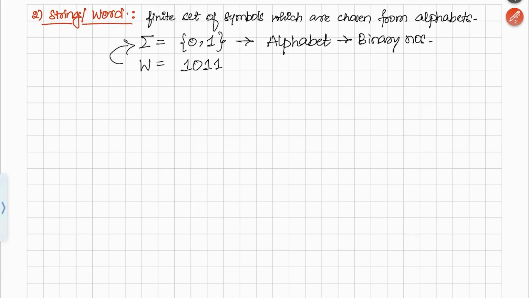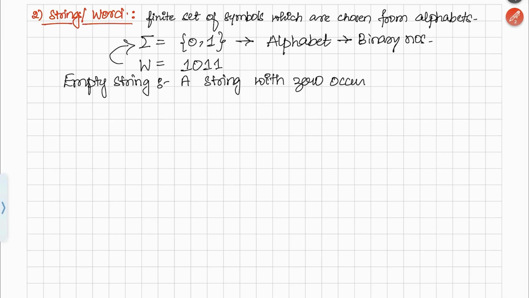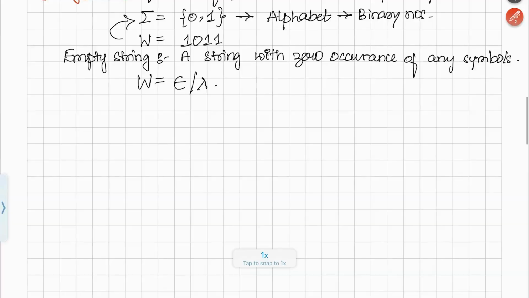So this is what a string or a word refers to. Next topic I have here is empty string. What does an empty string mean? Empty string means a string with zero occurrence of any symbol. Although we have specified the alphabet, we are not writing anything, right? In that case, it is called empty string. Empty string is represented by the epsilon symbol. Epsilon or lambda, both are the same. In some textbooks you can find epsilon, and in some places you can find lambda.